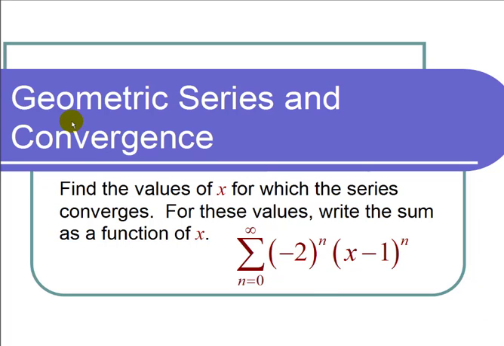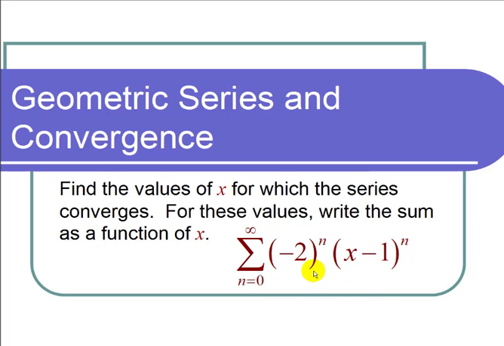This is a video on geometric series and convergence. The question states, find the values of x for which the series converges. For these values, write the sum as a function of x. And the series is a summation from n equals 0 to infinity of (-2)^n times (x - 1)^n.